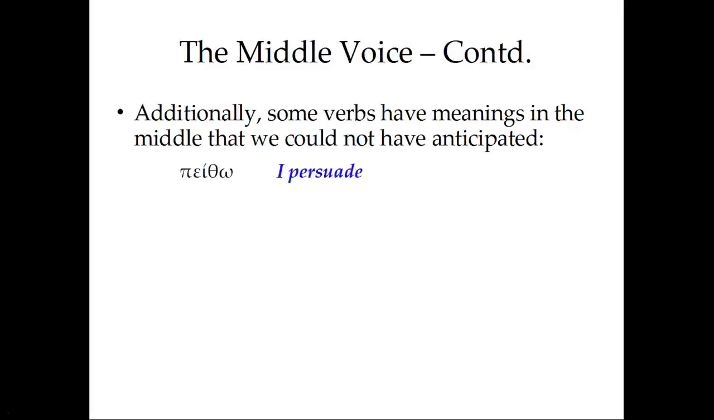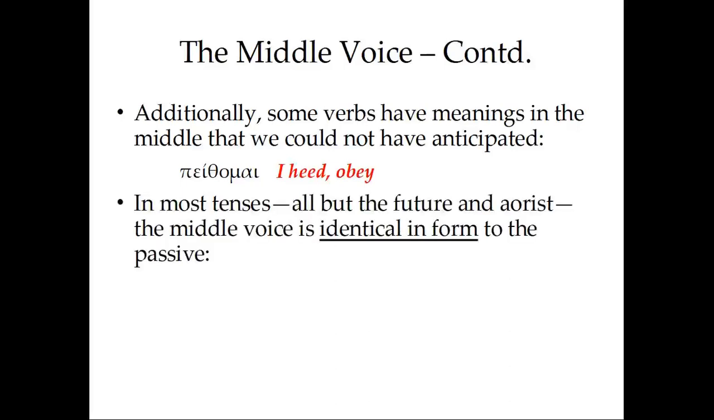For instance, peitho, active voice, I persuade. Peithomai, middle voice, I heed or even obey, with an object of what you're heeding or obeying in the dative case. Now, this, of course, looks indistinguishable from the passive voice. Its form is going to be indistinguishable in all tenses, as we talked about. We'll talk about that in just a minute. It happens to be identical in form with the passive voice in the present tense. In most tenses, all but the future and aorist, the middle voice is identical in form to the passive.